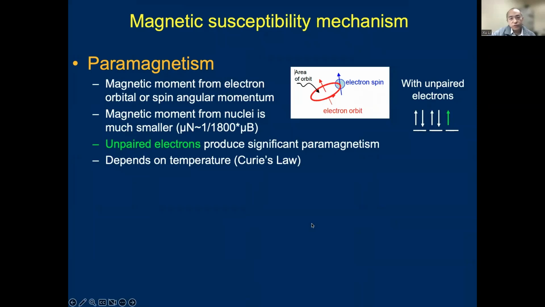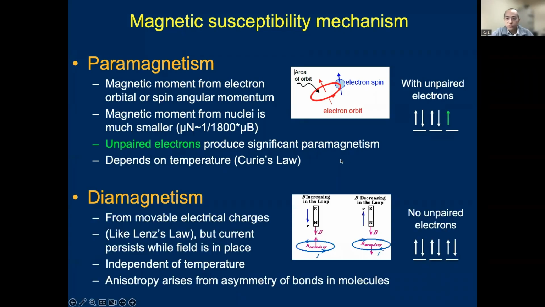And in terms of molecular mechanism, paramagnetism mainly comes from unpaired electrons. There are some magnetic moments generated by the nucleus, but they are usually negligible compared to those generated from the electrons. And it's also well known that paramagnetism depends on temperature according to Curie's law. So the higher the temperature, usually the lower the magnetic susceptibility.